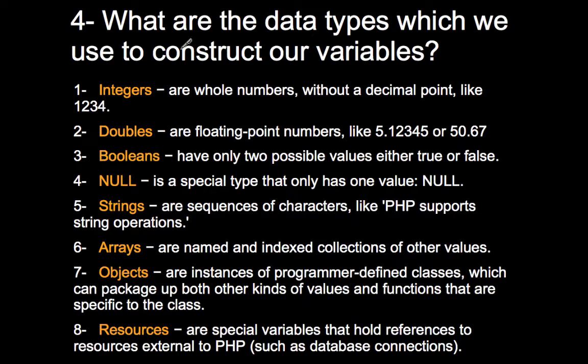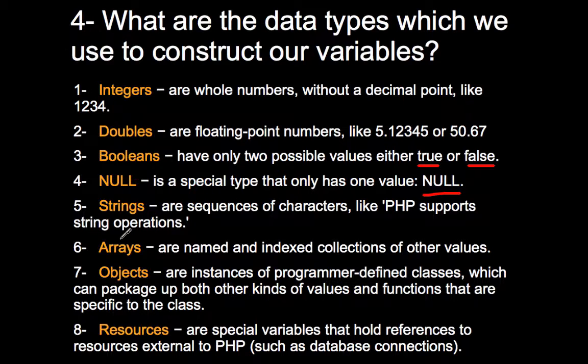Integer is a whole number without a decimal point, like 1, 2, 3, 4. Doubles are floating point numbers, like 5.1234 or 67.50. Booleans have only two possible values, either true or false. Null is a special type that only has one value, null. Strings are sequences of characters, like PHP supports string operations, or like Mahmoud, or like John Doe we saw in the example. Arrays are named and indexed collections of other values.